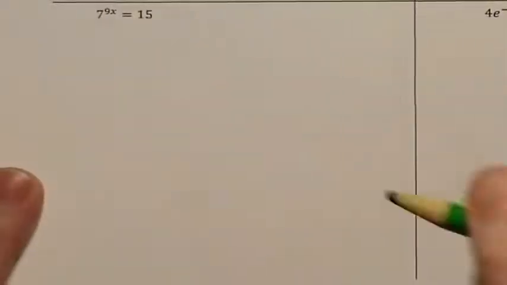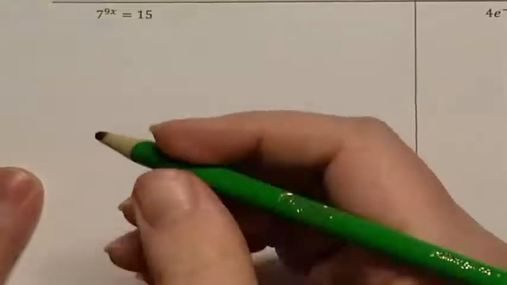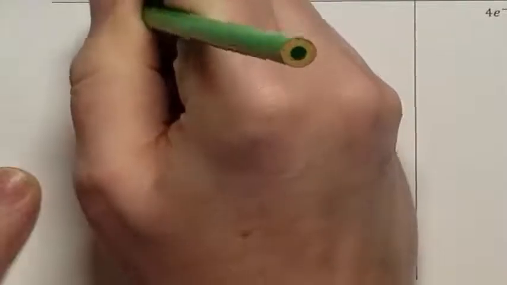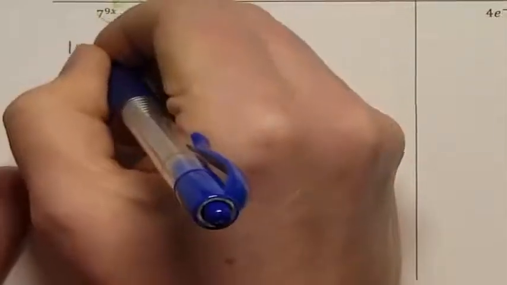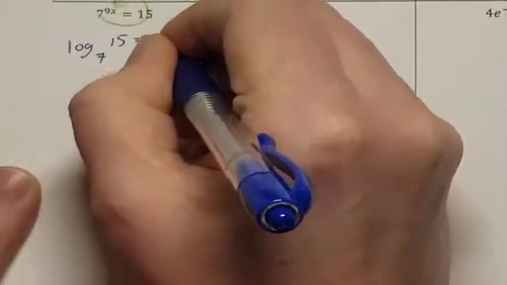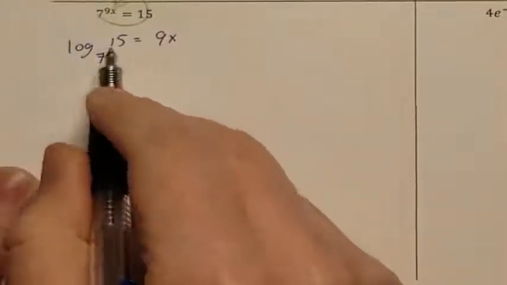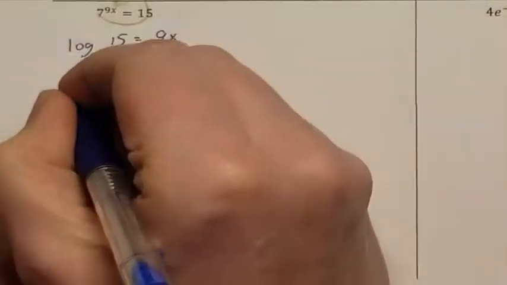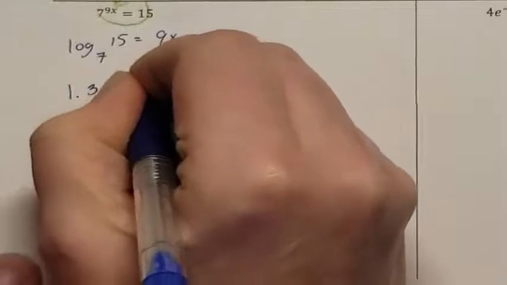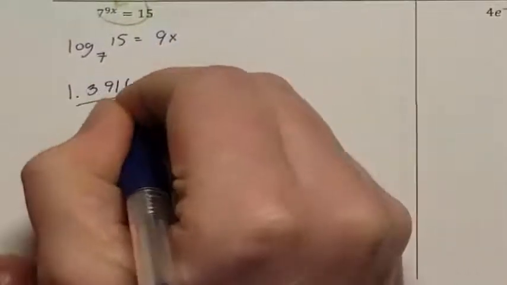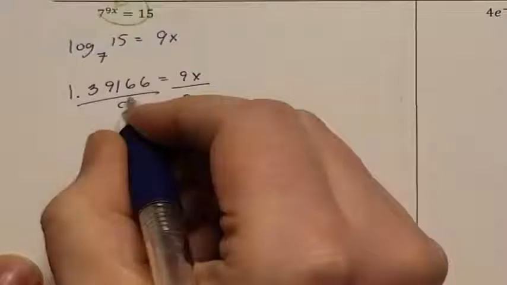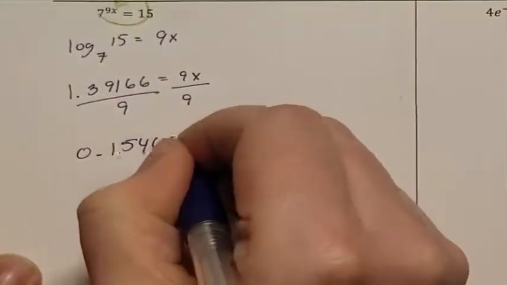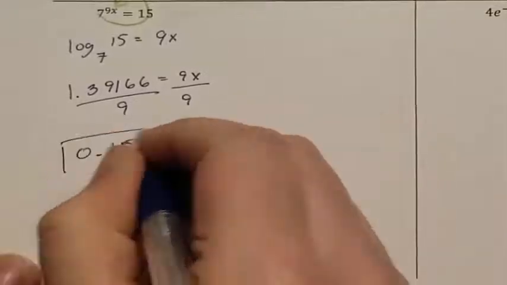My bases are 7 and 15. I cannot make 7 and 15 have the same base. So I need to write it as a log. So this is going to be log base 7 of 15 equaling 9x. So I'm going to use my calculator to figure out what log base 7 of 15 is. Log base 7 of 15 is 1.39166. Divide both sides by 9, and I get my answer to be 0.154629, and that is my x value.